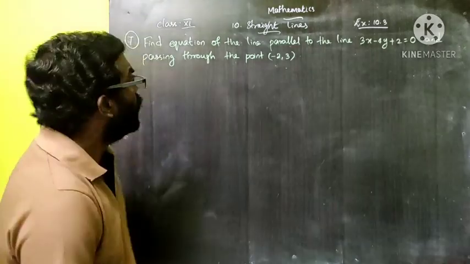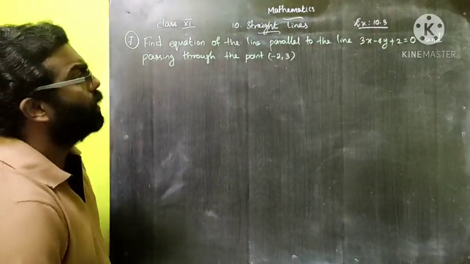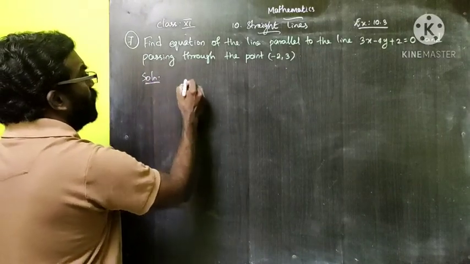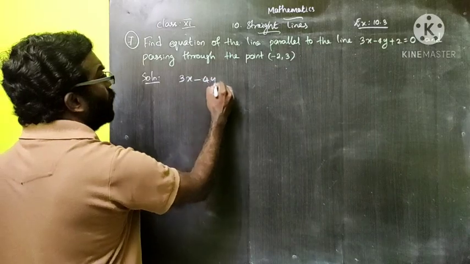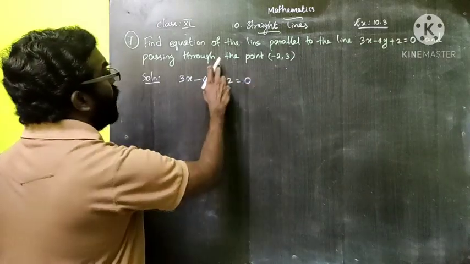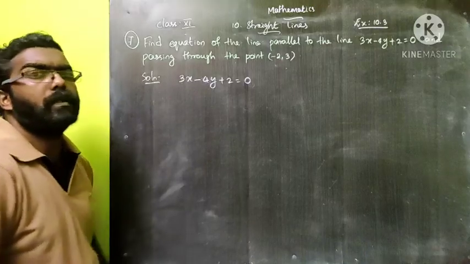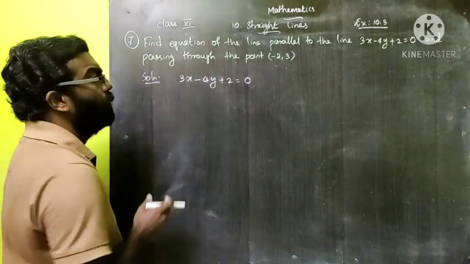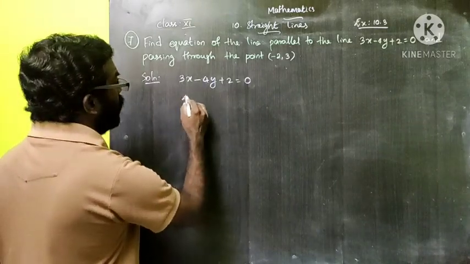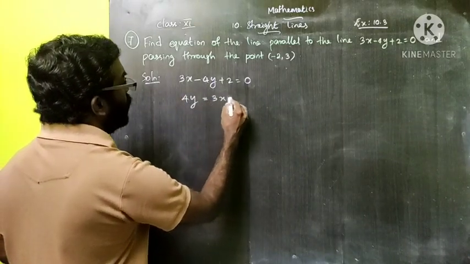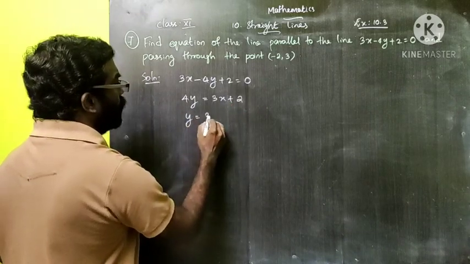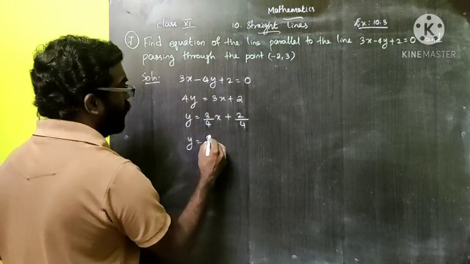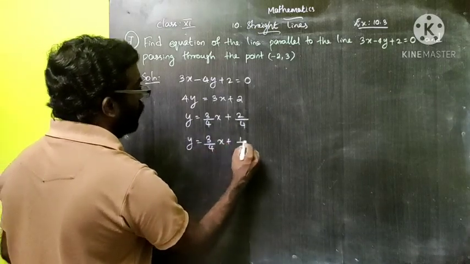Next question is find the equation of the line parallel to the line 3x minus 4y plus 2 is equal to 0, passing through the point minus 2, 3. The point is given, minus 2, 3. First of all, we can find the slope of the given line. For that, we can rearrange this one. This can be written as 4y equal to 3x plus 2, or y equal to 3 by 4 x plus 2 by 4. That is y is equal to 3 by 4 x plus 1 by 2.